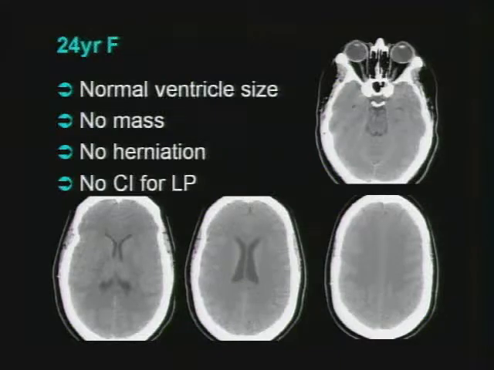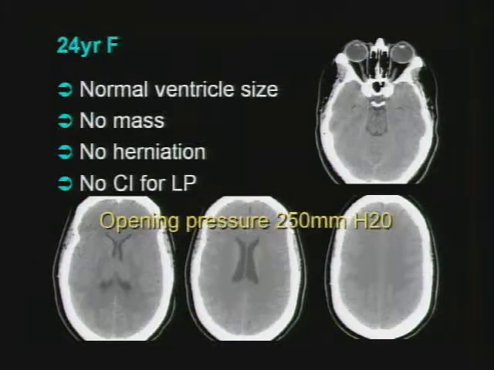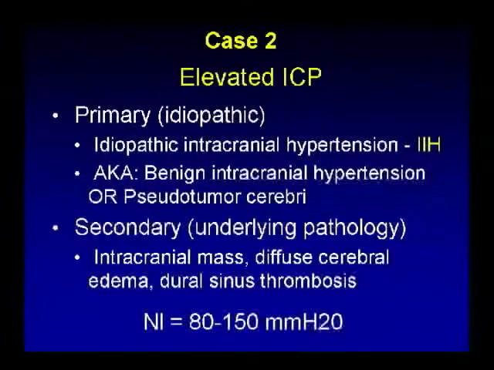Okay, from these images. So they do a lumbar puncture and they get back an opening pressure of 250, and of course you all remember that normal is around 80 to 150. So she has elevated intracranial pressure. So your job as the radiologist then is to work out why. So it's either primary or secondary.